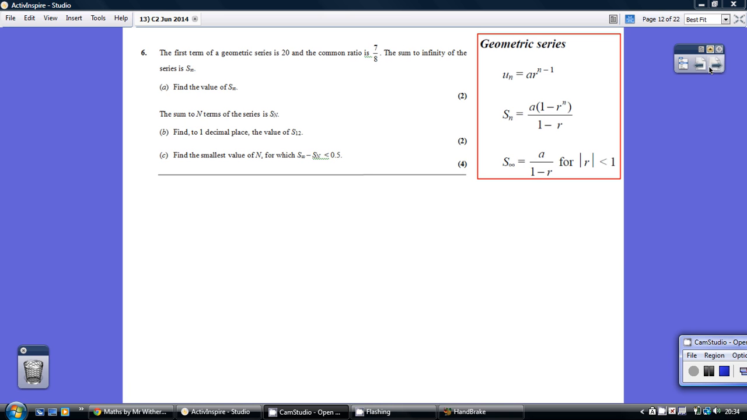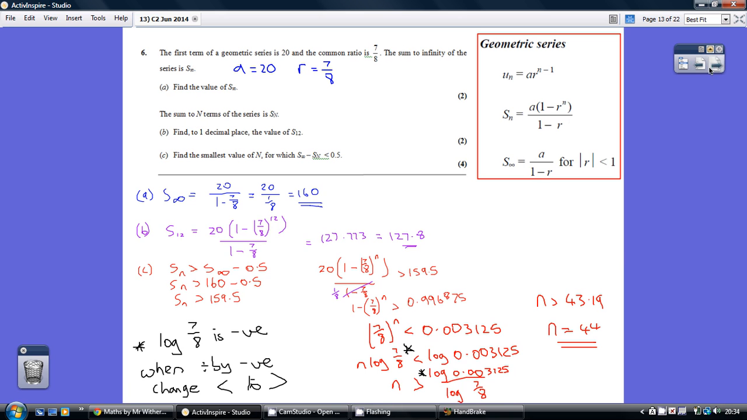Question 6. So these formulae are given. Sum to infinity is strictly a over 1 minus r. A is the first term, which is 20. R is the common ratio, that's by how much we multiply each time to get the next term, that's 7/8. So strictly substituting into that, very straightforward, 160.